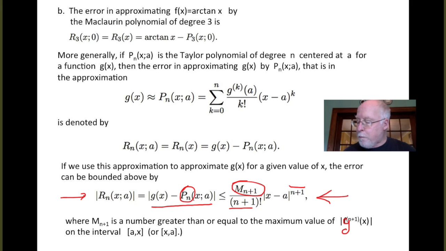We write them both because if x is greater than a, we would use this interval. If x is less than a, we'd write it this way. So M_{n+1} is the tricky thing to get a hold of here. We generally have to compute that n plus first derivative of the function, in other words, one derivative beyond the last one used in the Taylor polynomial, and then find a number bigger than the absolute value of that derivative.